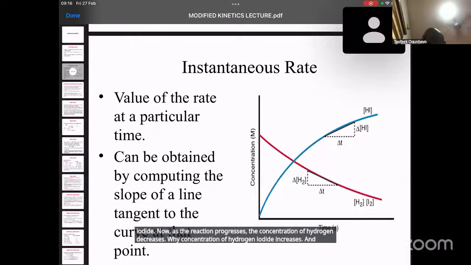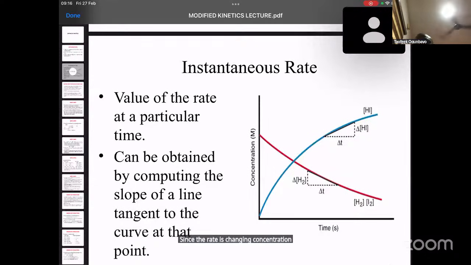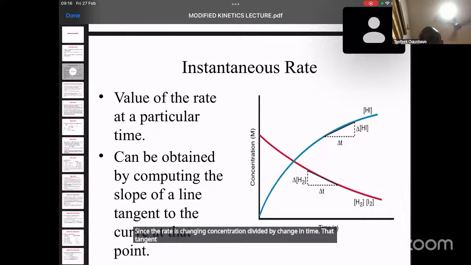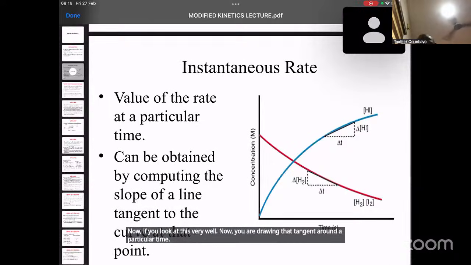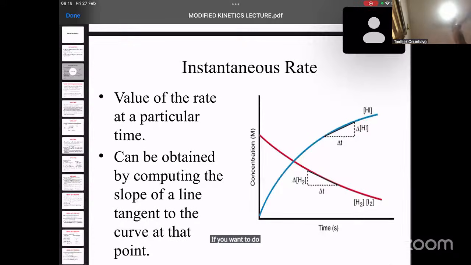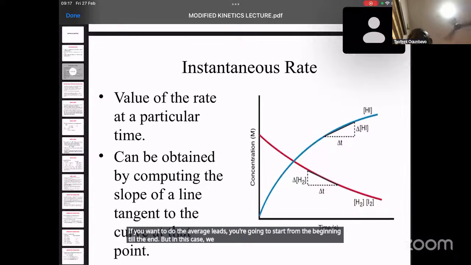Now, if you look at that tangent, since the rate is change in concentration divided by change in time, that tangent is talking about the change in concentration of hydrogen divided by change in time. You are drawing that tangent around a particular time. If you want to do the average rate, you're going to start from the beginning till the end. But in this case, we're not interested. We're interested in the instantaneous rate at a particular time.